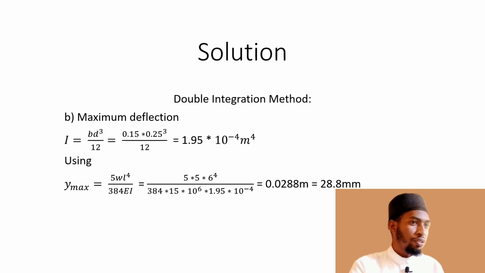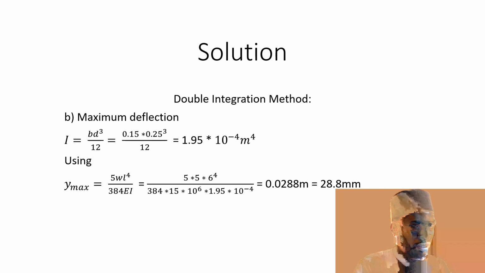Okay, so we are going to use the maximum, y max, to get the maximum slope, maximum deflection. So y max is equal to what? WL to the power 4 all over 384 EI. We know that W is given in the question, the load is 5 kilonewton per meter, then L is given as 6 meters. So substitute everything.